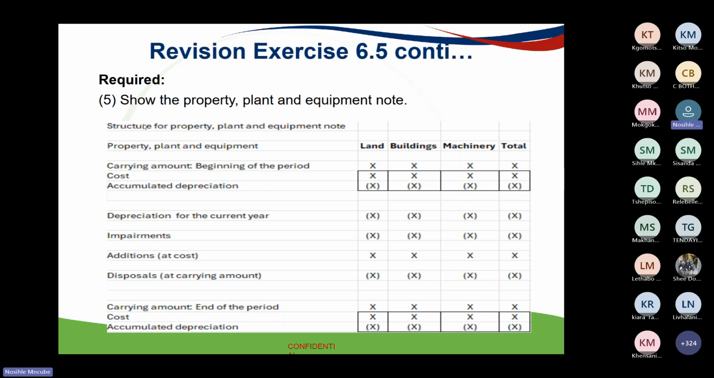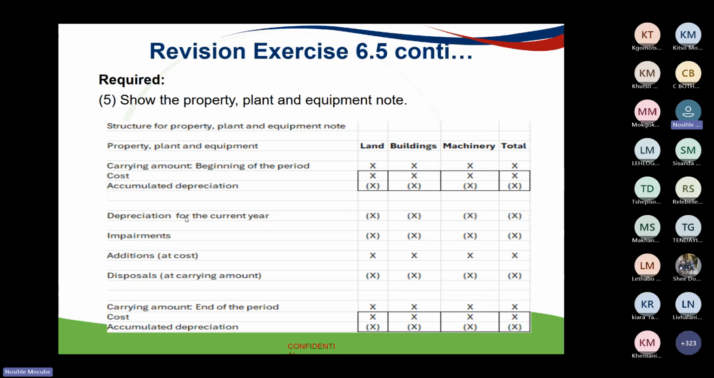So this is the structure for property, plant and equipment. You can have your land, you can have your buildings, you can have machinery, you can have your vehicles. For that, you have to have the carrying amount at the beginning of the period, and then you have your cost and the accumulated depreciation. The cost, you have to add it, and your accumulated depreciation, on the other hand, you are deducting it.